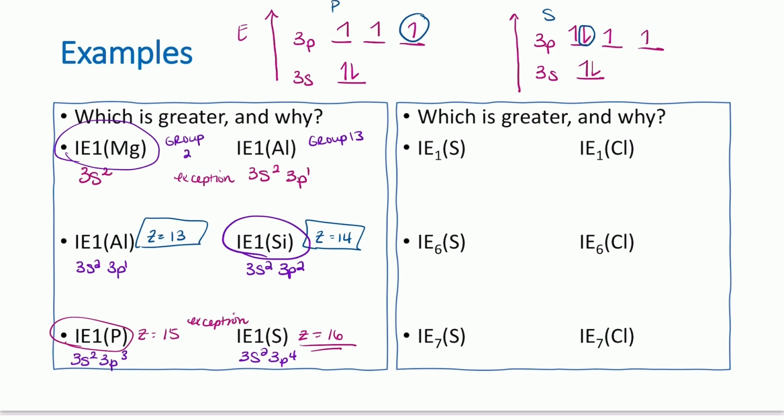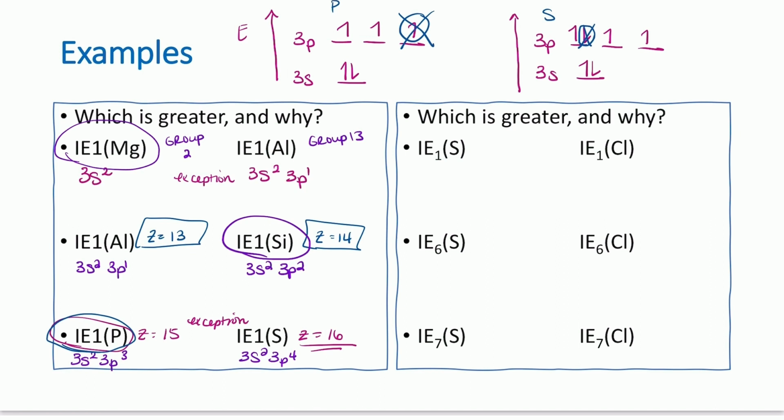For phosphorus, if I take away this electron, I have destroyed a half-filled shell. Half-filled shells have more stability. For sulfur, if I take away this electron, I've created a half-filled shell. That's actually going to take less energy than you think it would, hence the first ionization energy of phosphorus will actually be higher.